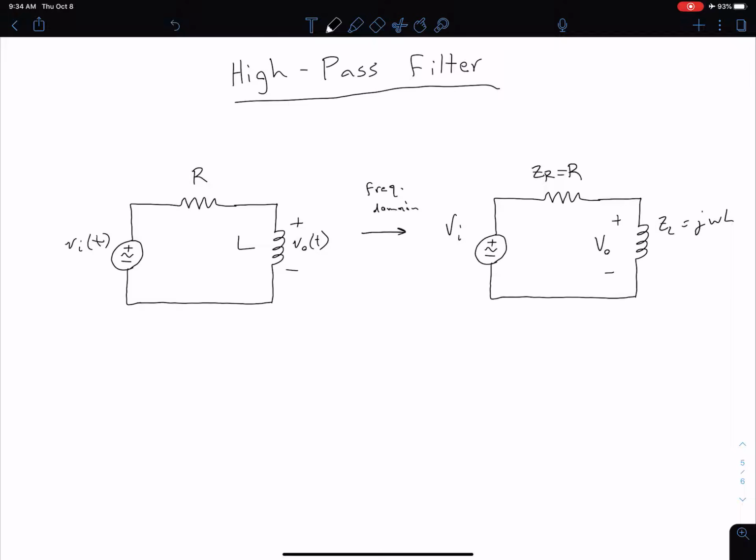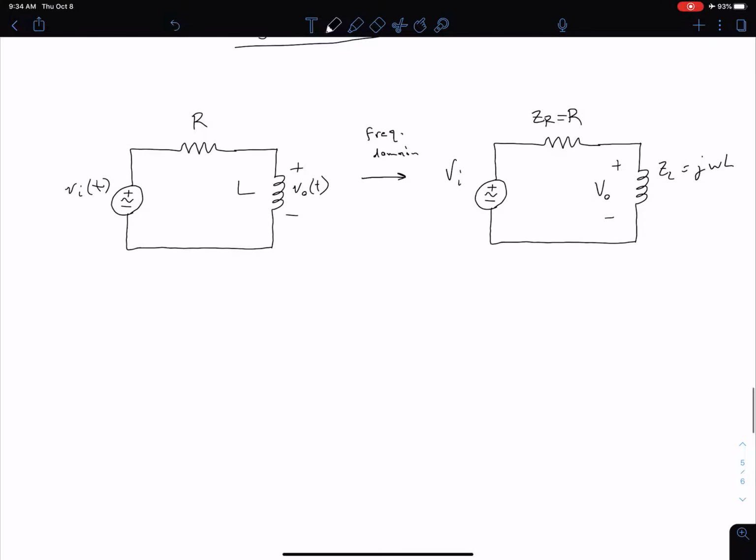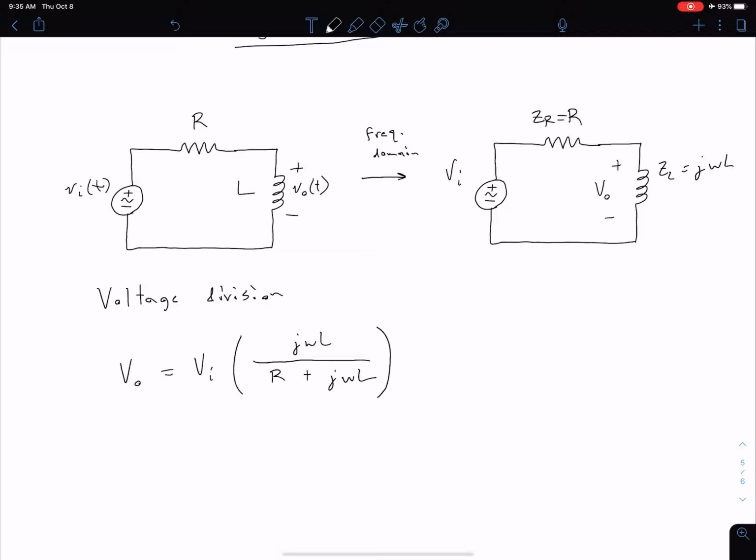And we've not analyzed this circuit before, so let's go back to our basics in order to find our transfer function. Remember, our transfer function in general is equal to output over input. So we want some expression that relates our output voltage to our input voltage. What we can do is use voltage division. So using voltage division, our output voltage is equal to our input voltage times the impedance of our inductor, j omega L, divided by the sum of the two impedances in series, so R plus j omega L.